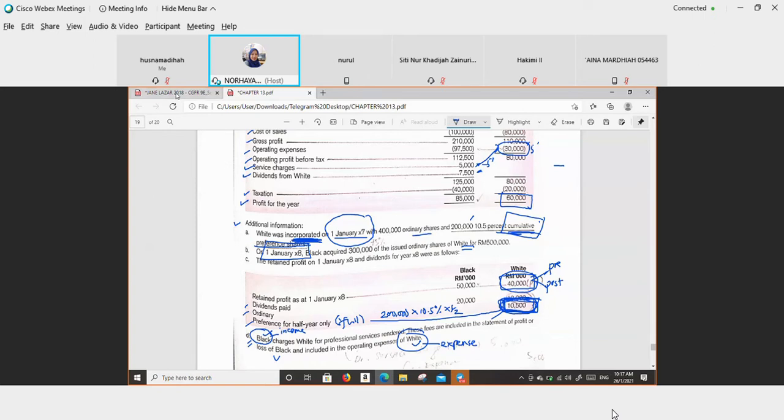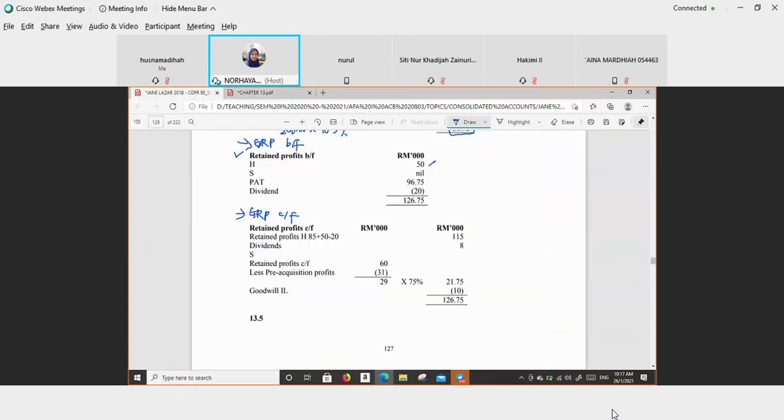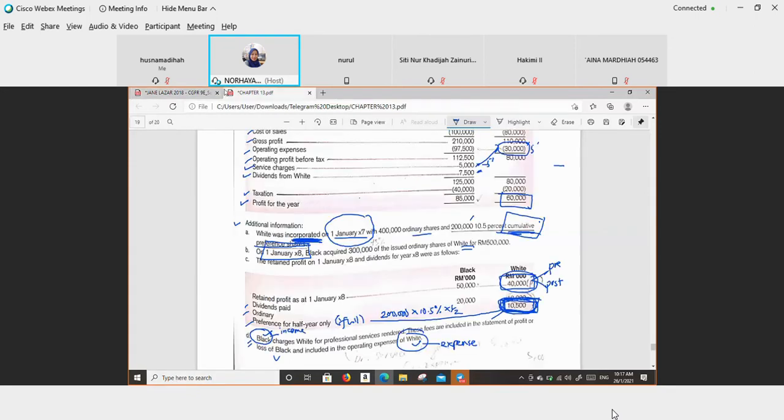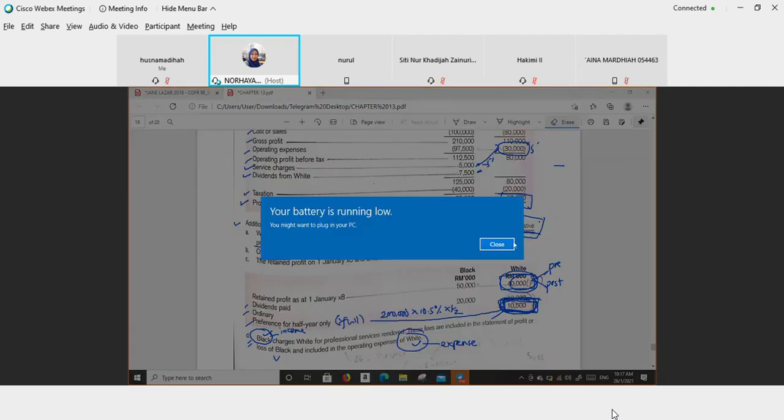So that is why, if you calculate the profit brought forward, you see H is 50,000 and S is zero, because this is all pre-acquisition profit. So all of it is profit from the start of the year, all pre. I made a mistake earlier.